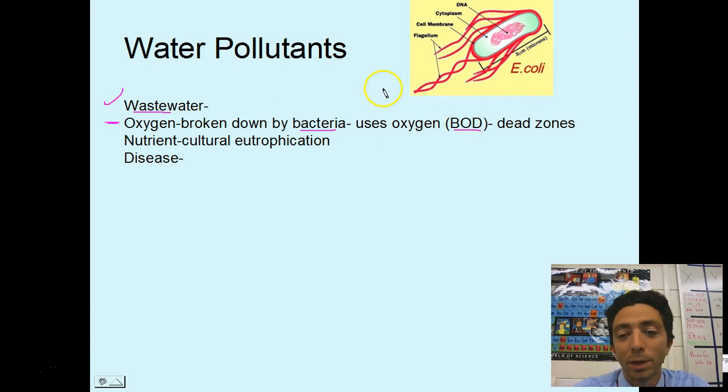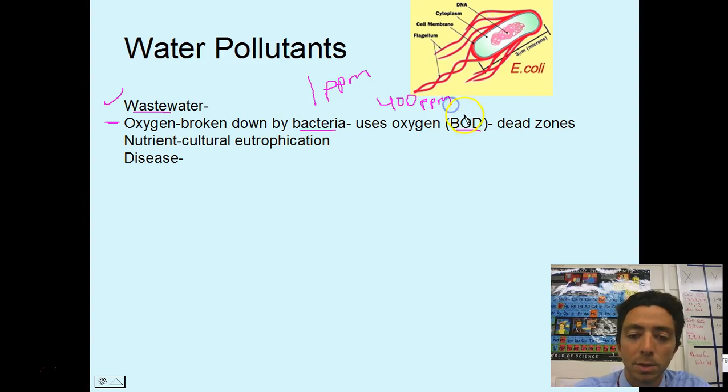A really good healthy stream would have about 1 ppm of BOD, a very low load. Something like raw sewage here in the United States would have about 400 ppm of biochemical oxygen demand. So there's a pretty wide scale here, but we want to be very low, about that 1 ppm. If it gets too high, we can cause some dead zones.